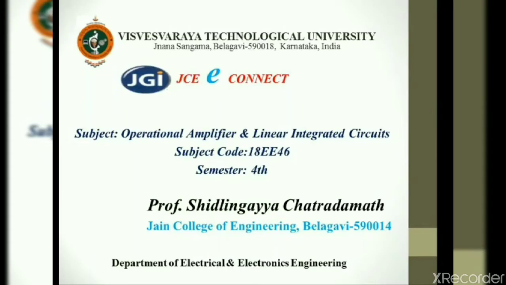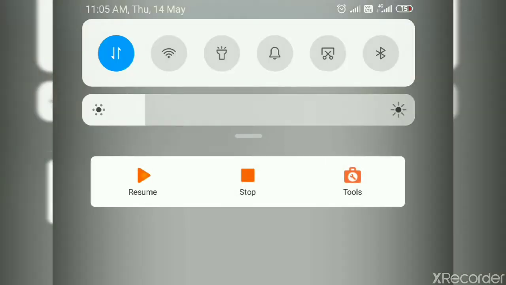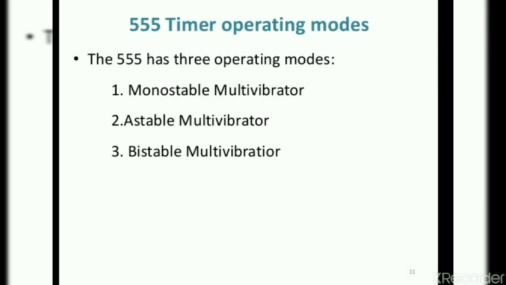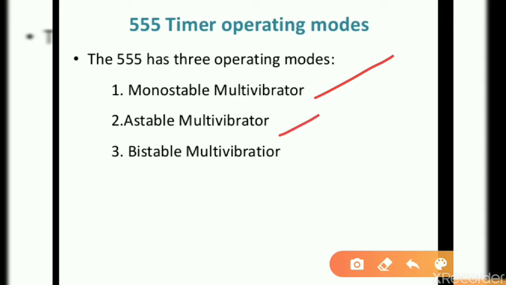In this video we'll discuss the modes of operation of the IC 555 timer. The IC 555 timer operates in three different modes. The first one is the monostable multivibrator, which means only one stable state. It can also be operated as an astable multivibrator, where there is no stable state, and as a bistable multivibrator, which has two stable states.